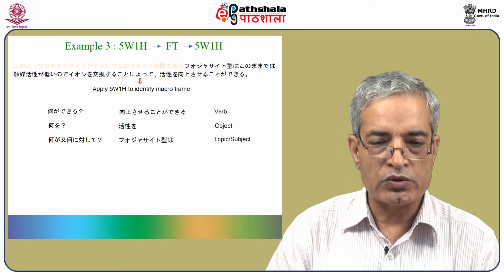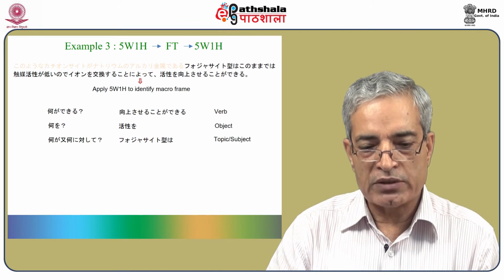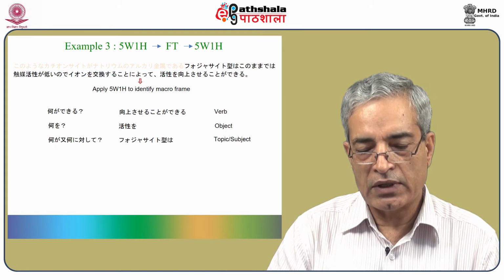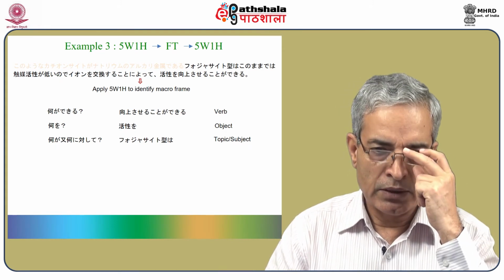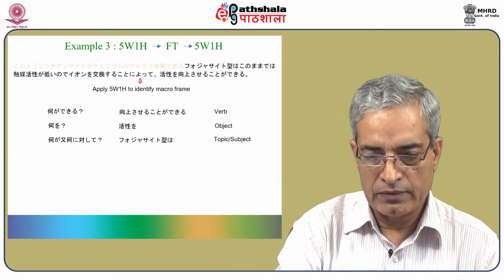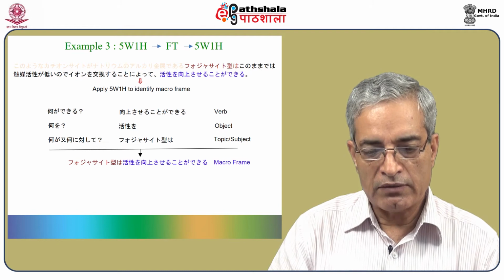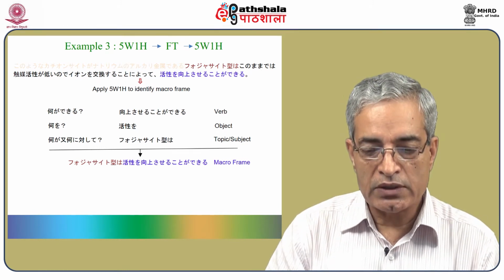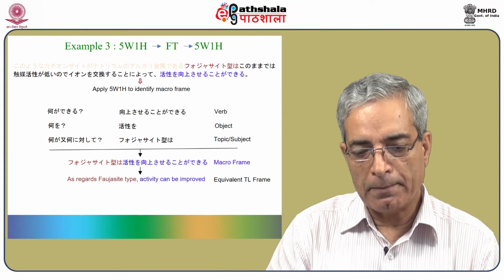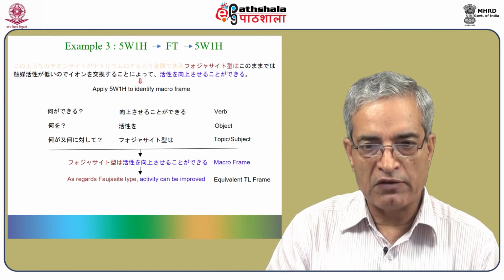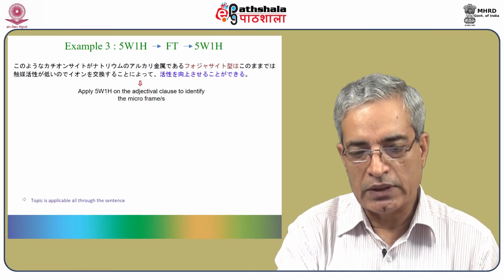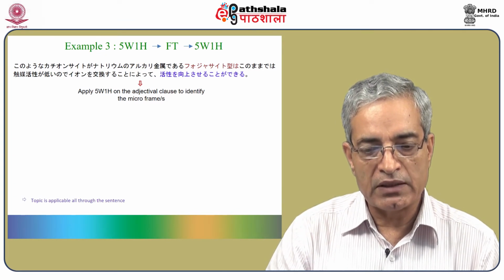So kasse o kojo saseru koto ga dekiru. That's the object. Then nani ga mata nani ni taishite. So foja sait gata wa, this is the subject. So in this case, ni taishite means as against this the action is taking place. So foja sait gata wa kasse o kojo saseru koto ga dekiru is the macro frame. And as regards foja site type, activity can be improved is its equivalent in English. So the macro frame is done now. Let's see the adjectival clause to identify basically the micro frames.